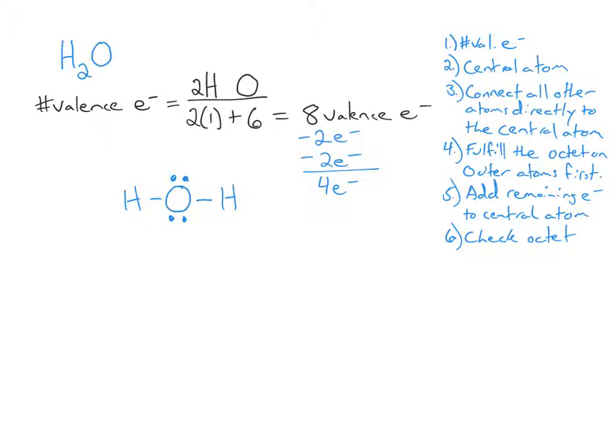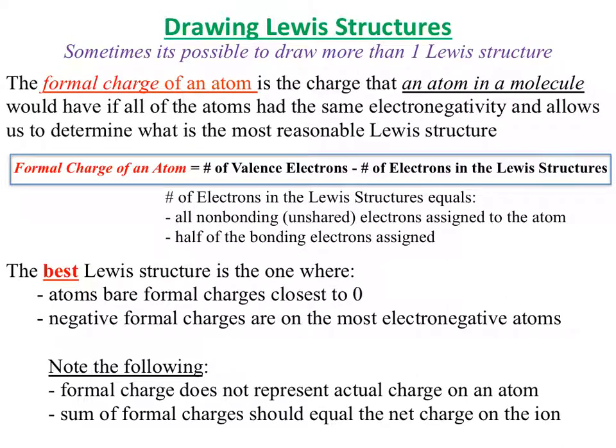Sometimes we could draw multiple different types of Lewis structures, and as you go through the worksheet that I provided you, you're going to see where you start to get resonance, but then you can also draw other Lewis structures that look like they're correct. How do we choose the best Lewis structure? We calculate what we call the formal charge of an atom. It's the charge that an atom in a molecule would have if all the atoms had the same electronegativity, and it helps us determine the most reasonable Lewis structure.